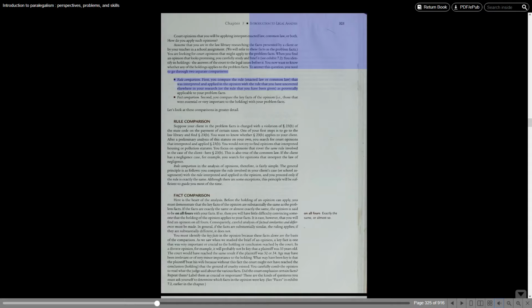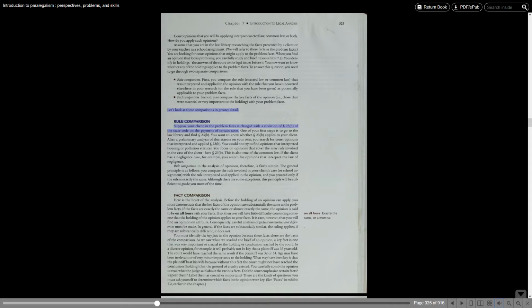Rule comparison. First, you compare the rule, enacted law or common law, that was interpreted and applied in the opinion with the rule that you have uncovered elsewhere in your research, or the rule that you have been given as potentially applicable to your problem facts. Fact comparison. Second, you compare the key facts of the opinion, i.e., those that were essential or very important to the holding, with your problem facts. Let's look at these comparisons in greater detail.